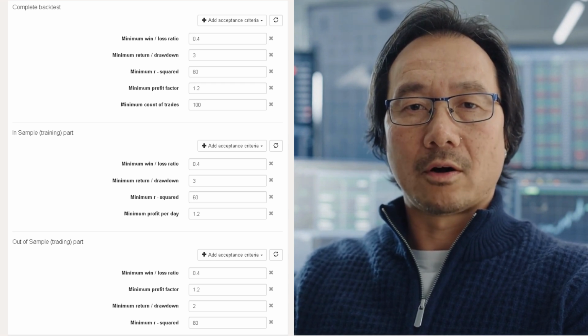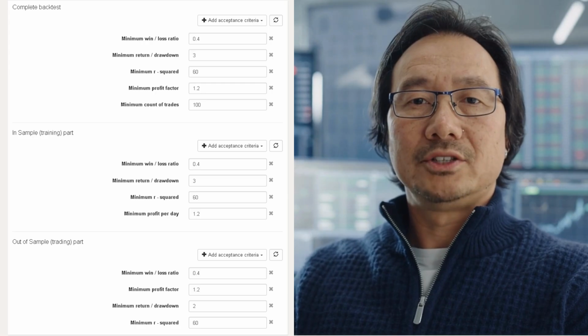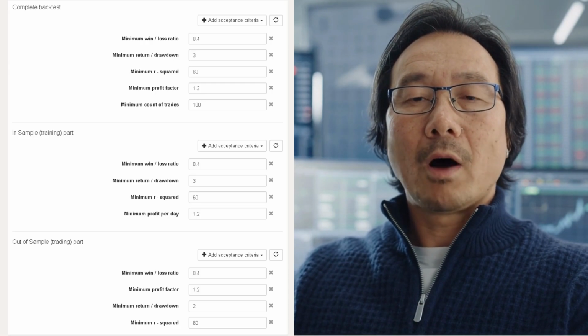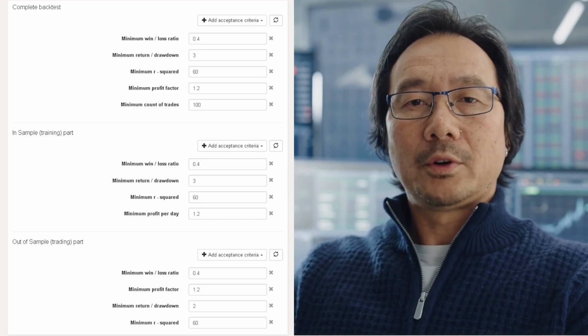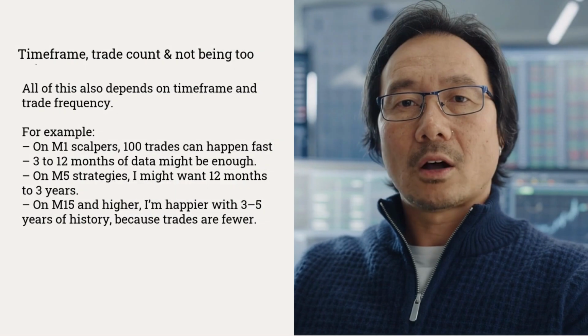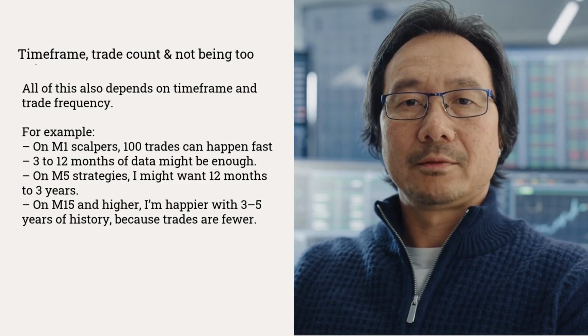It's supposed to be harder. But I do expect the strategy to not completely collapse when it sees new data. If it can't meet even modest stats out of sample, I don't care how pretty the in-sample curve is. It fails the gate. All of this also depends on time frame and trade frequency.